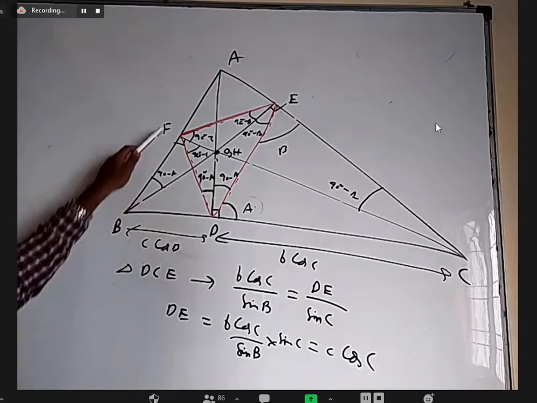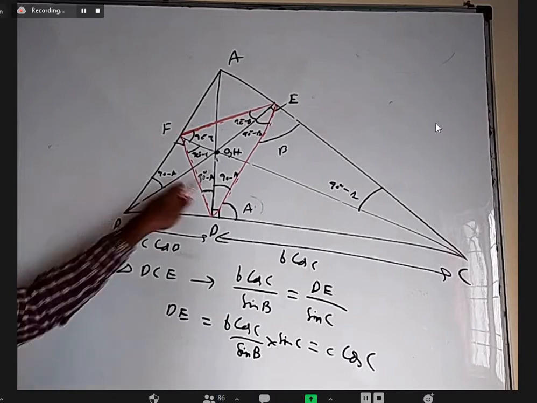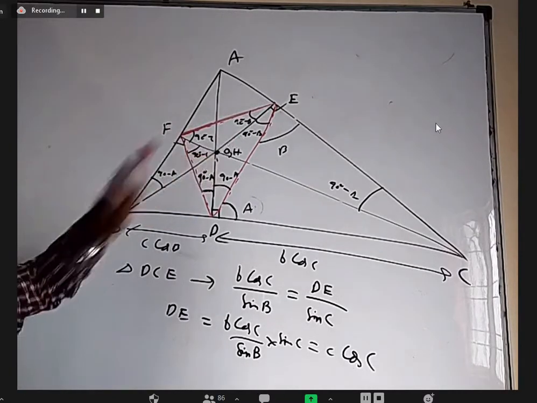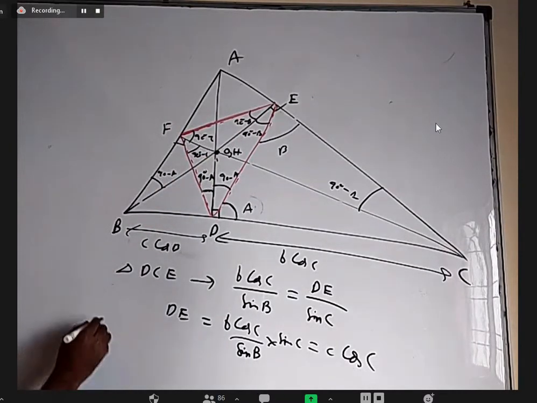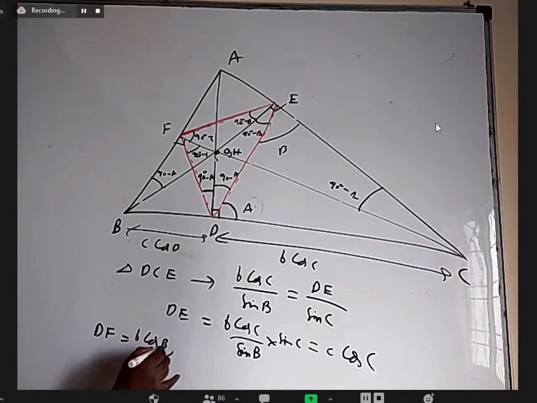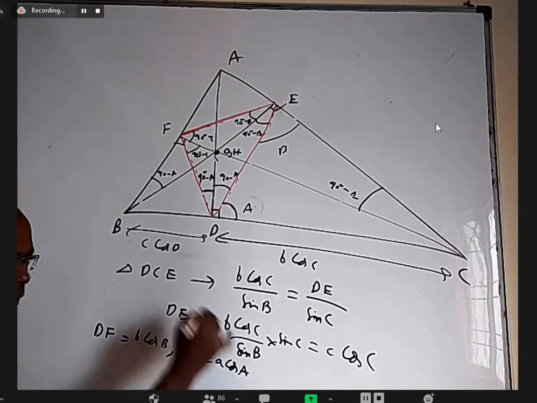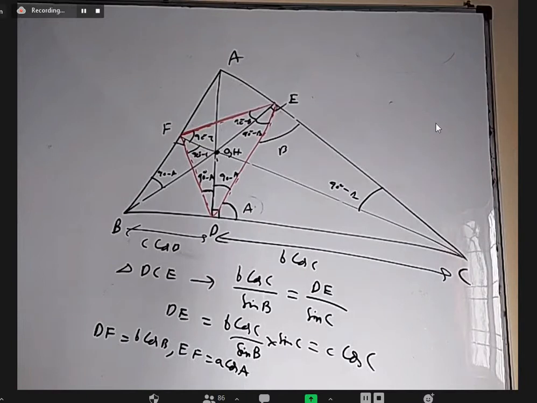Okay. Similarly, what will the DF length be? B cos B, opposite to B, and EF length will be A cos A. So DF is equal to B cos B, and EF is equal to A cos A. So we got all the three sides. Is it clear? Yes, sir.